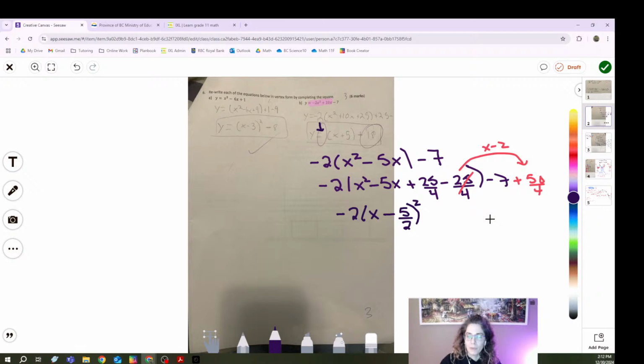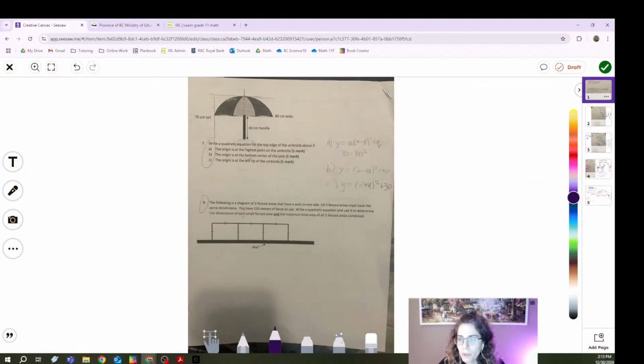Okay. All right, write a quadratic equation for the top edge of the umbrella if the origin is the highest point of the umbrella. The origin, oh, so there are different questions for each one. I see. Okay. You've got the initial formula. Okay, it's saying our origin is at the highest peak of the umbrella here. So what do we want to do for that? We've got a 40 centimeter handle. How tall is it from here to here?